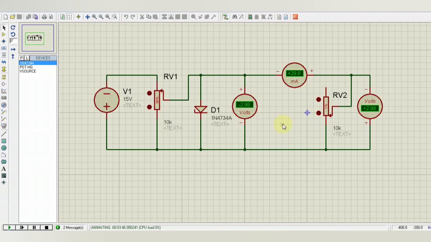It has two parts. Earlier we discussed the reverse breakdown operation of a Zener diode, and the second part is about its load regulation characteristics that we discussed today. So the total process is complete now. So experiment 2 ends here.